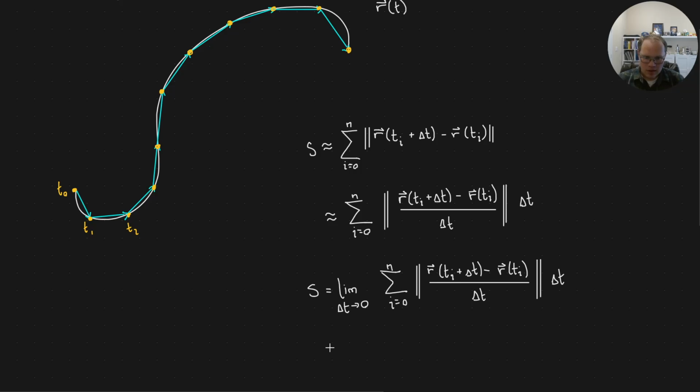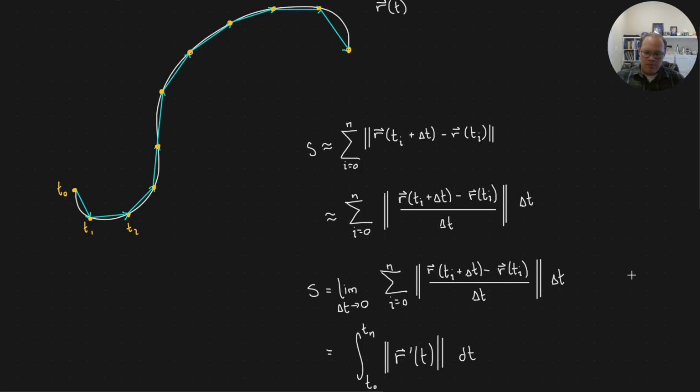Okay, the limit of this ends up being the integral from wherever we start to wherever we end, so t naught to t n of this. But because we're letting delta t go to 0, what does this become as delta t goes to 0? Well, by definition, we get the derivative, don't we? So we get the norm of the derivative of r, and then the delta t becomes dt.